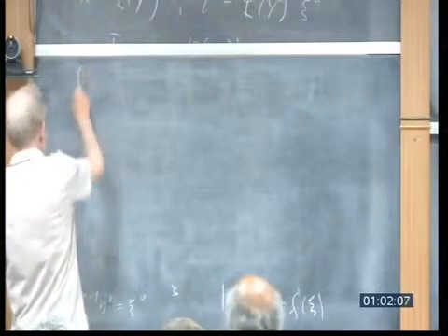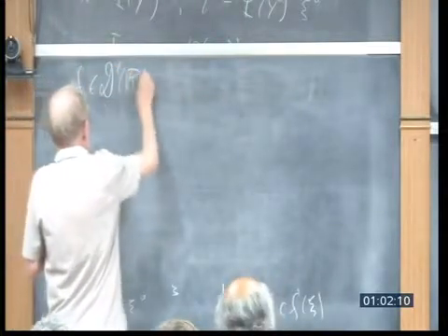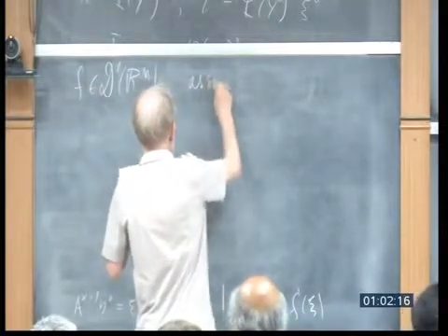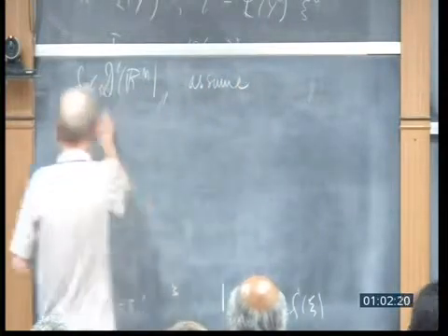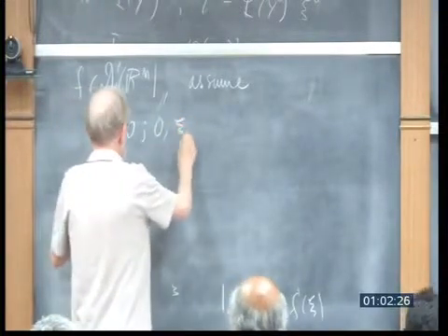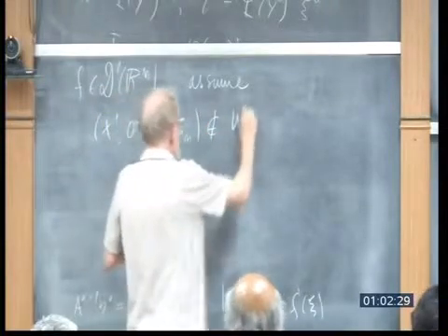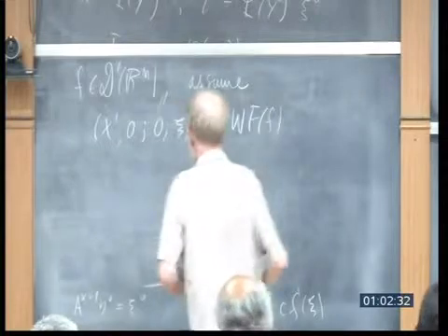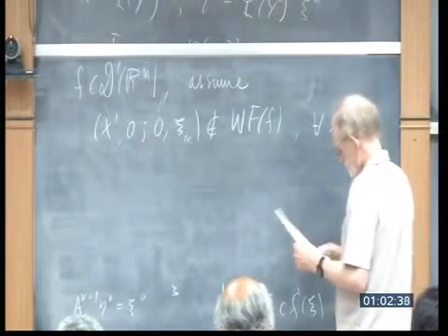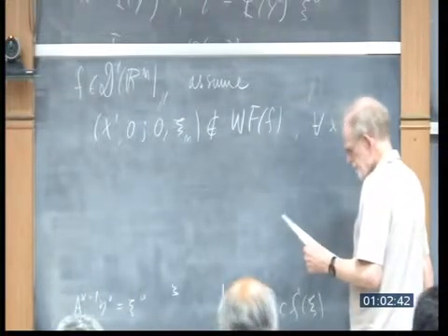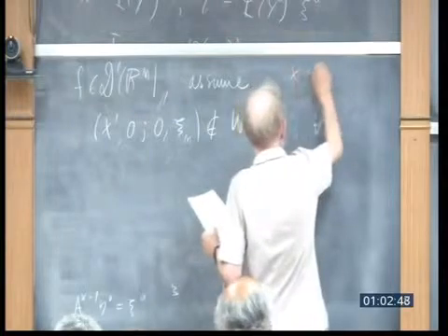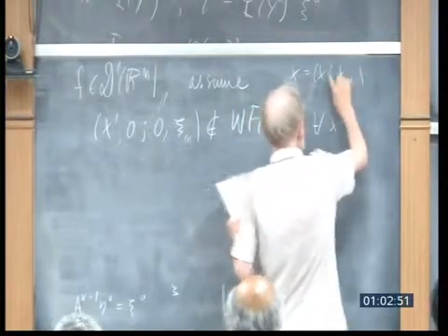Let f be a distribution and assume that (x', 0, c) is not in the wavefront set of f for all x'. Here x' is everything up to n minus 1, and x is equal to (x', xn). This is by notation.